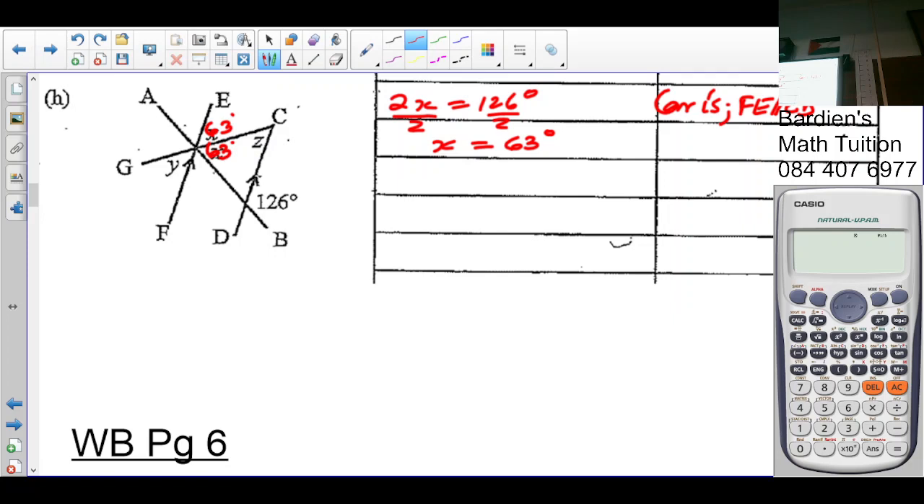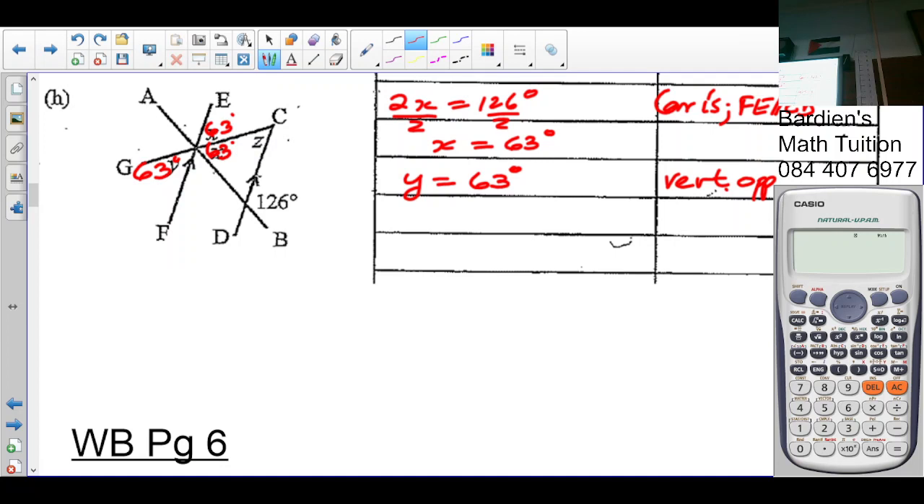Now what? Why is y 63? Vertically opposite. These two lines, the vertically opposite angles are equal. Can you see that? You see this angle here is also equal to that angle there. It's also vertically opposite. So you're saying y is 63? Vertically opposite. Okay?